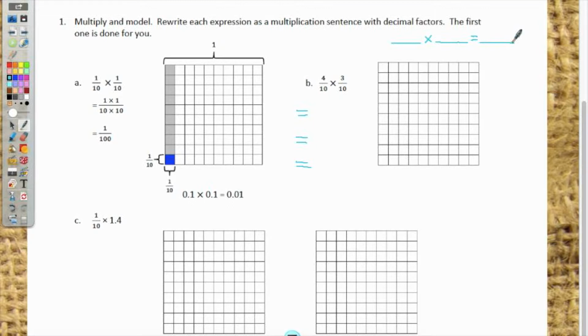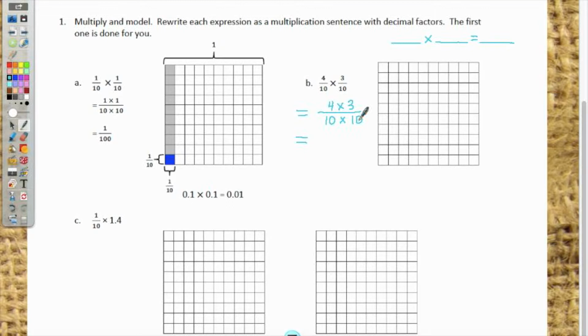Okay? So the first thing I need to do is erase an equal sign because they already changed it to a fraction times a fraction for me. Typically the first thing I do is change it to a fraction times a fraction. Then I'll take 4 times 3, the numerators and the denominators. All we do is write them down differently. Okay? Did you write that?